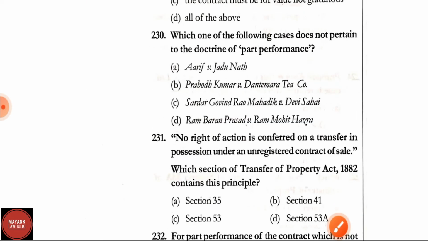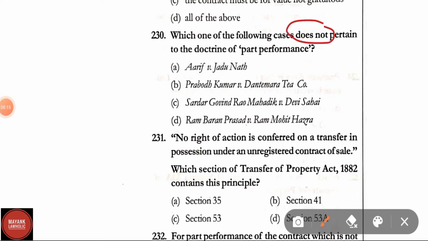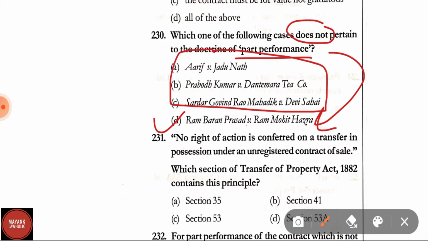Question number 230. Which one of the following cases does not pertain to the doctrine of part performance? Options are Arif versus Jadunath, Prabodh Kumar versus Dantmara Tea Company, Sardar Govind Rao Mahadik versus Devi Sahai, Ram Baran Prasad versus Ram Mohit Hazra. Here correct answer is option D. This case is not related to doctrine of part performance. Other three cases are related to doctrine of part performance.